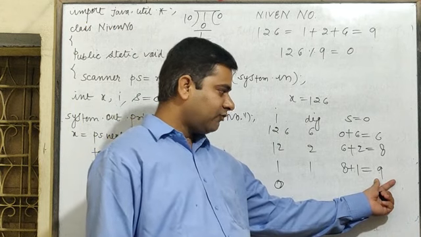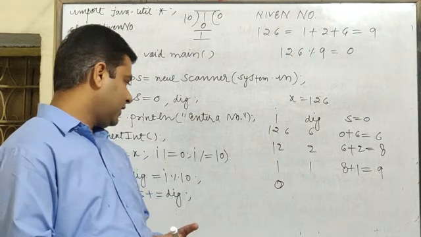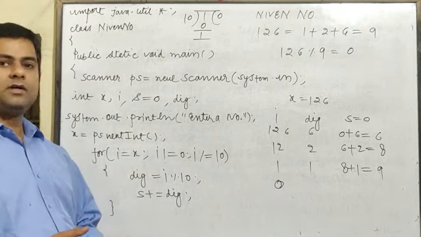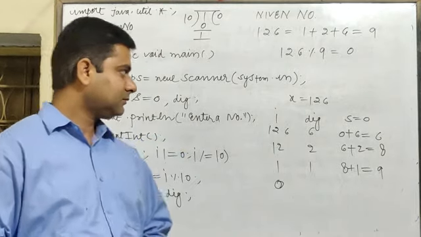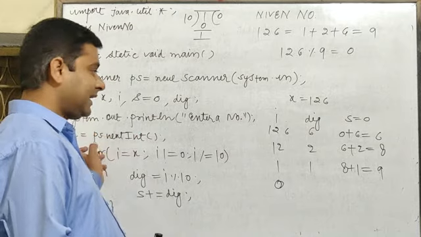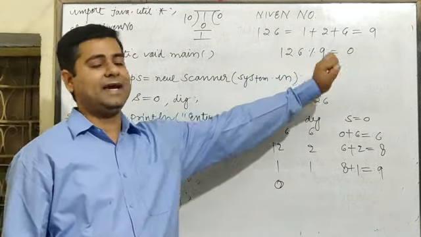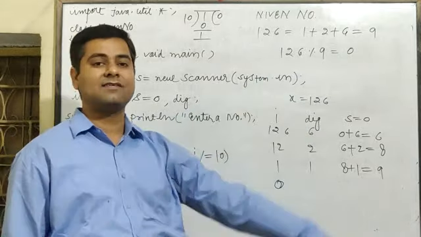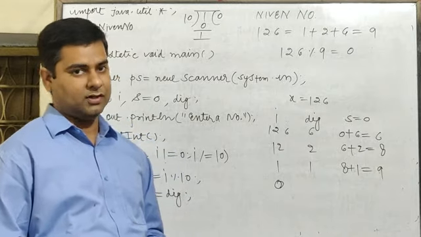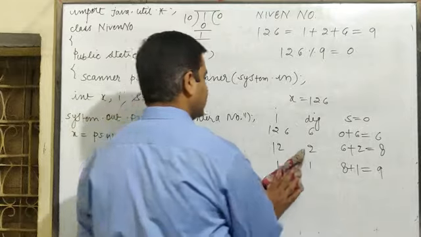So when it comes out from the loop, S will have the value of the sum of digits of X. So in S, what will be stored? Sum of digits will be stored. Now, we have to check whether this X is divisible by S or not. X is divisible by the sum of digits or not. So, this is the working of this program. I am going to clean this.